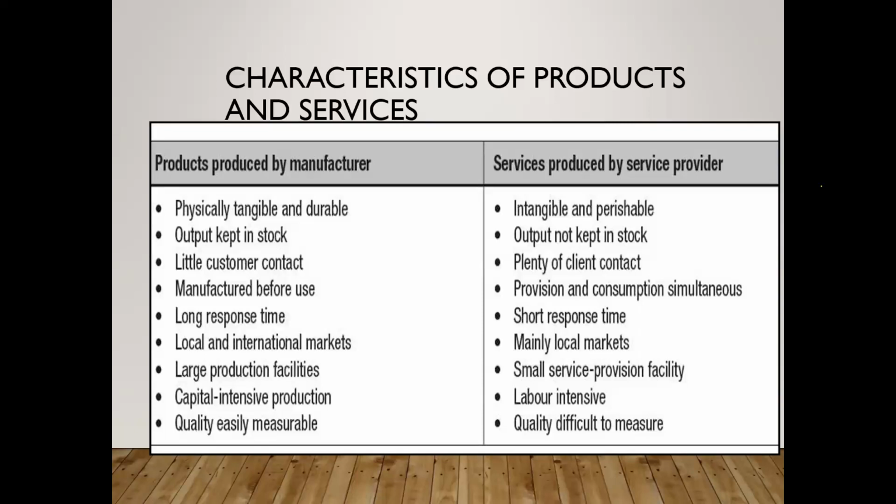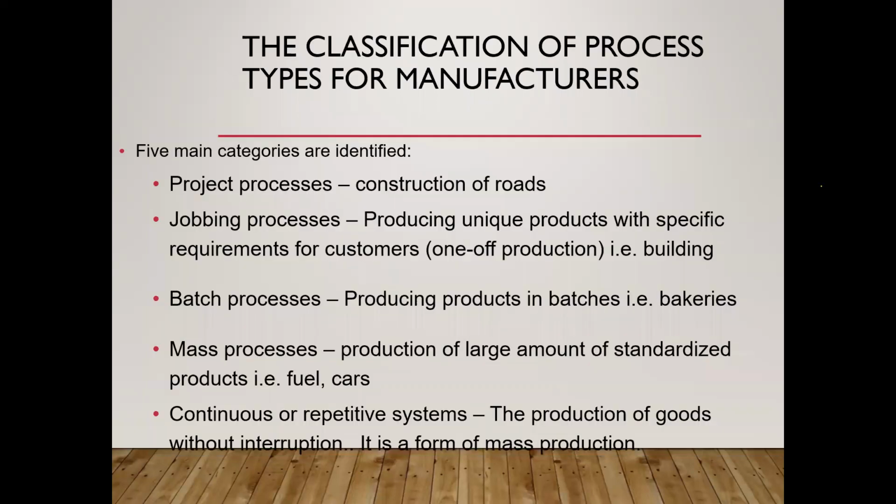Okay, I don't see any hands raised, so let me move on. Now we want to look at some of the classification of process types for manufacturers. So manufacturing, I have said, is vis-a-vis production. So there are five categories that have been identified. So let's look at them one after the other. So we have the project process.